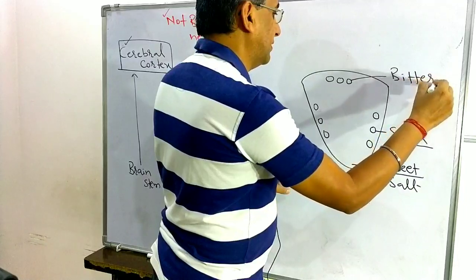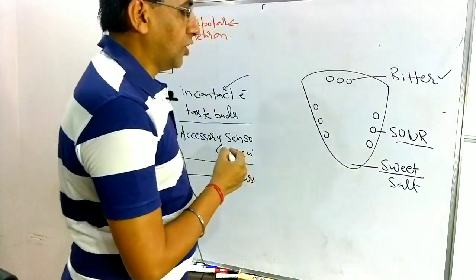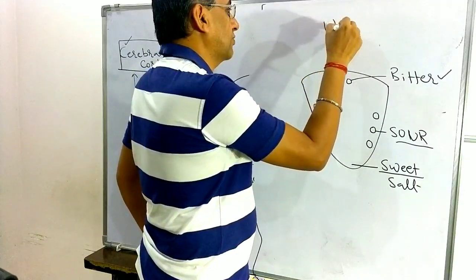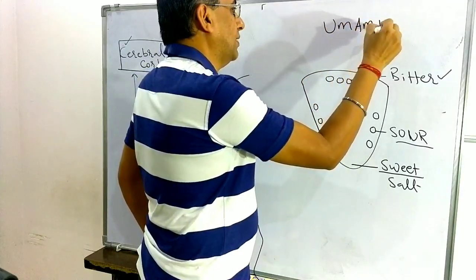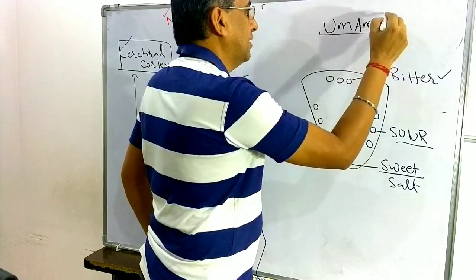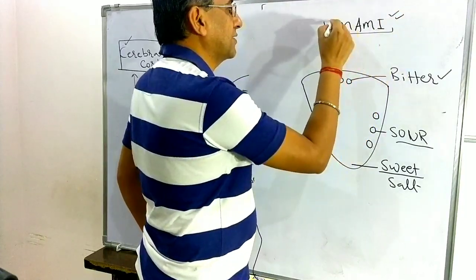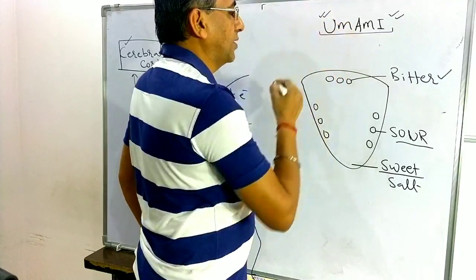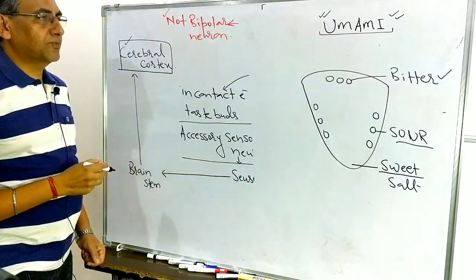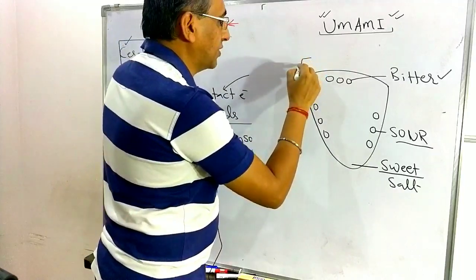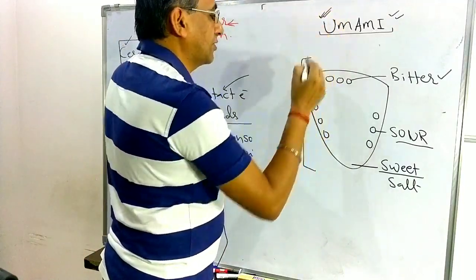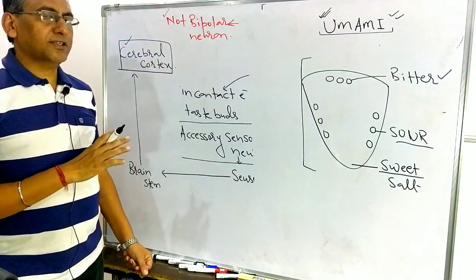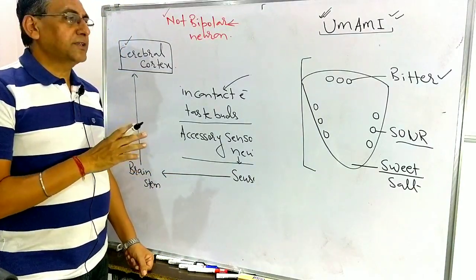So there are four main types of taste: bitter, sour, sweet, and salt. There is another type of taste also, known as umami. That is something grilled, not sweet, but something grilled and spicy, known as umami here. For the NEET exam, you have to remember these four. Umami is only for your information. Bitter, sour, sweet, and salt. So these are the exteroreceptors that you have to remember.